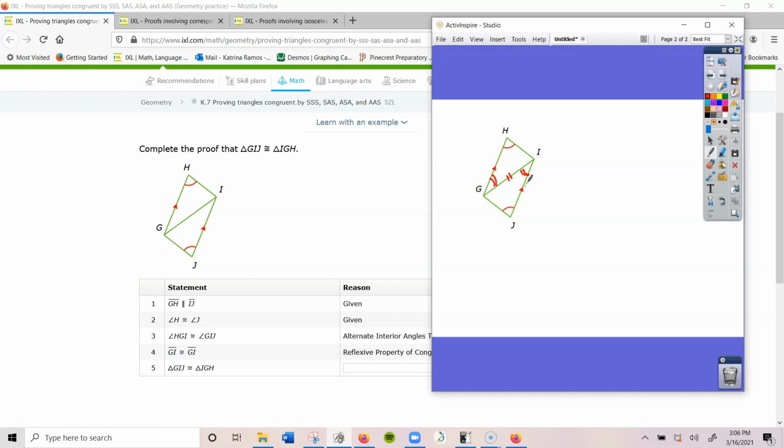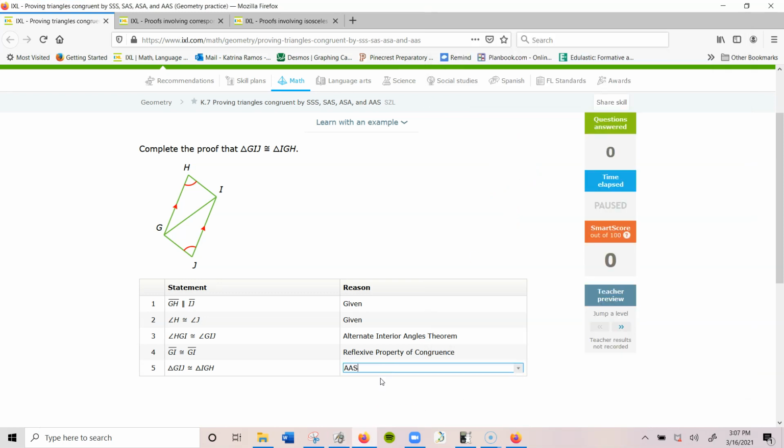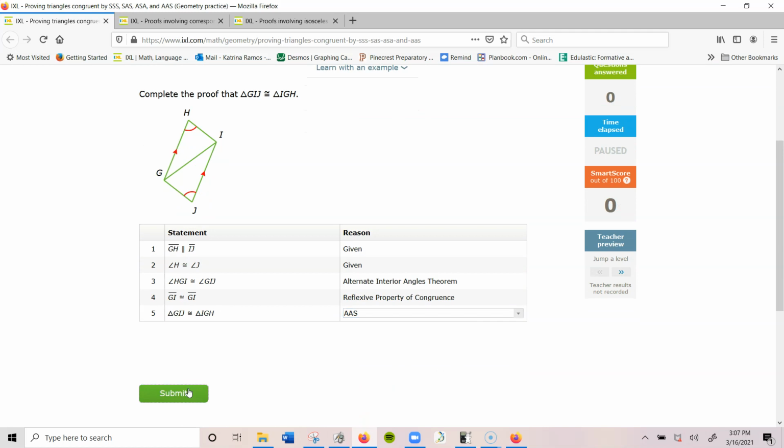Now what we have here is an angle and a side. Remember that when you're looking at the triangles, you have to go in order, whichever way you find easiest. Usually counterclockwise is the way to read your triangle. So we have angle, side. That means that these two triangles are congruent by AAS.